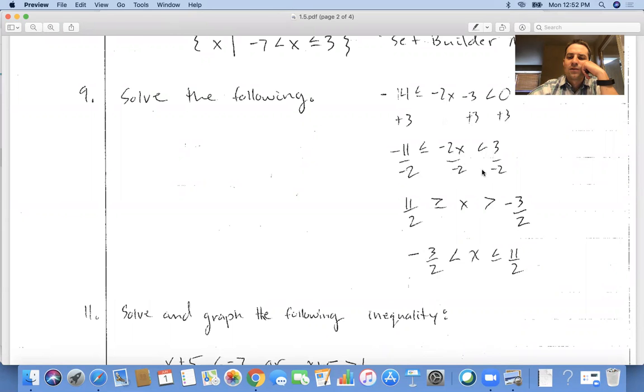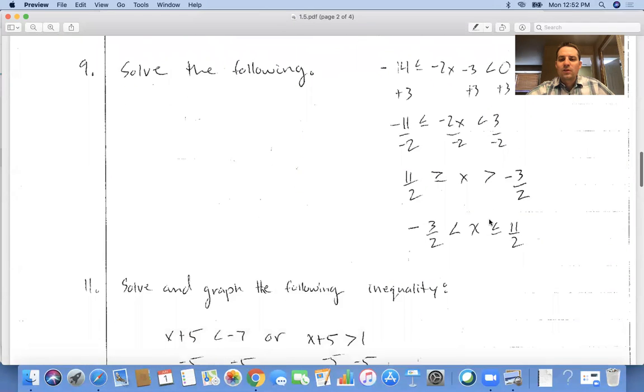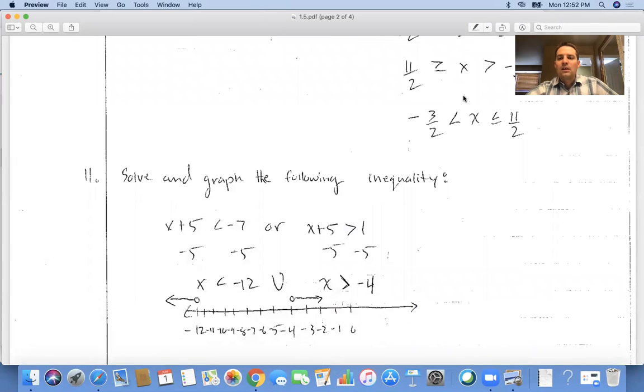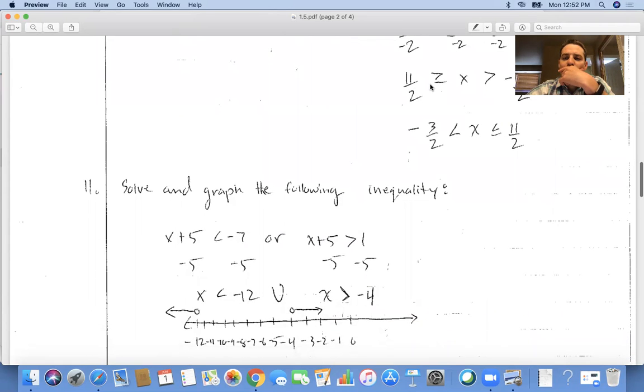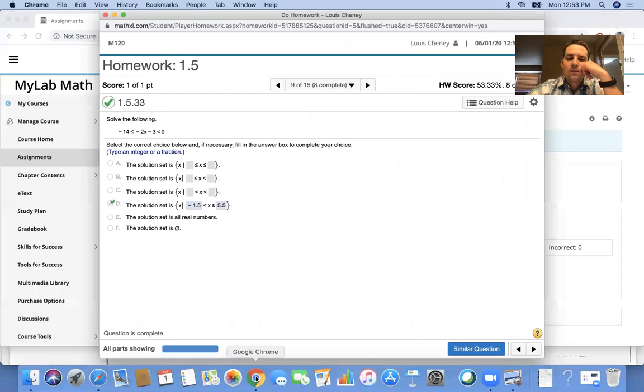Then I divide by negative 2. Notice that when I divided by the negative, the inequality symbol switched. So then 11 halves moved over here, negative 3 halves moved over here, because you want to write your lowest number first, your x, and then your highest number. So that's why my answers were negative 1.5 to 5.5. Again, what you do to one piece of the inequality, you have to do to all pieces.